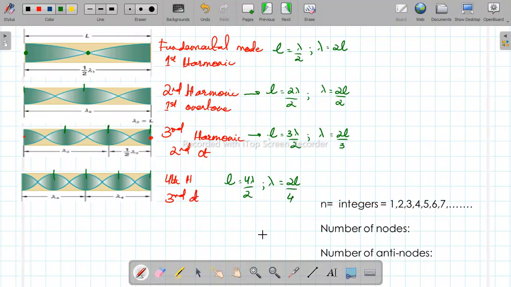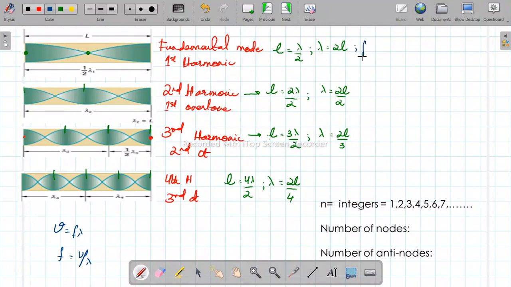Now that we know the wavelength, let's just put it in the equation to get to the frequency. As we already know, V equals F lambda. That is, F equals V over lambda, where this V is the velocity of sound, lambda is the wavelength, and F is the frequency of the corresponding harmonic mode.